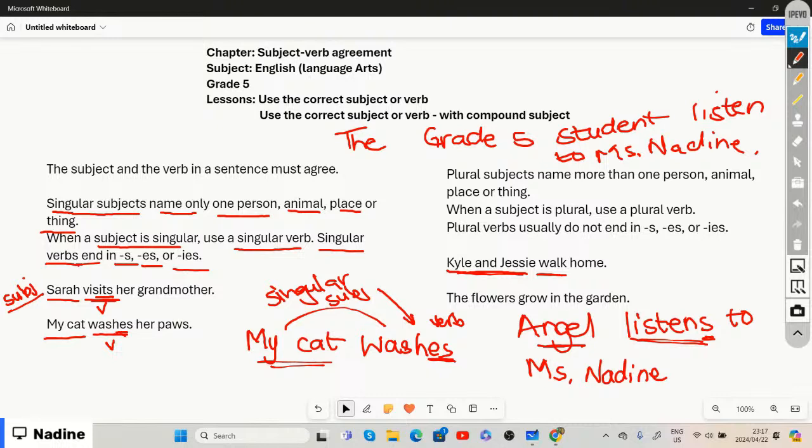But if we are referring to more than one person, animal, place, or thing, then we only say listen, play, dance, wash, visit, grow, walk, without the s, es, or ies. In this case, Kyle and Jesse is plural because it's more than one person that we are talking about.